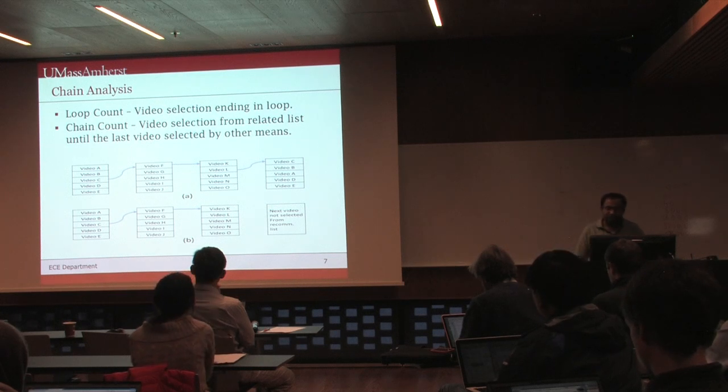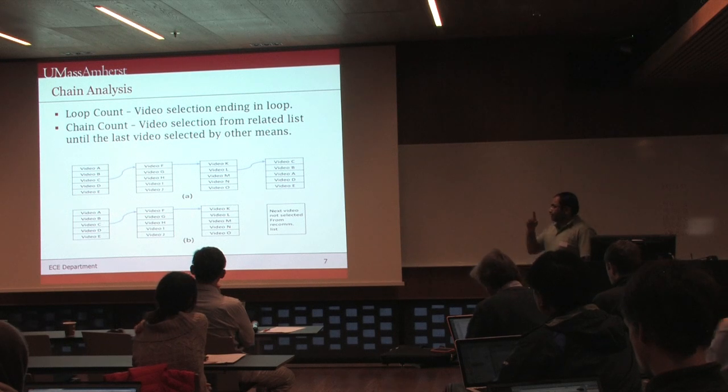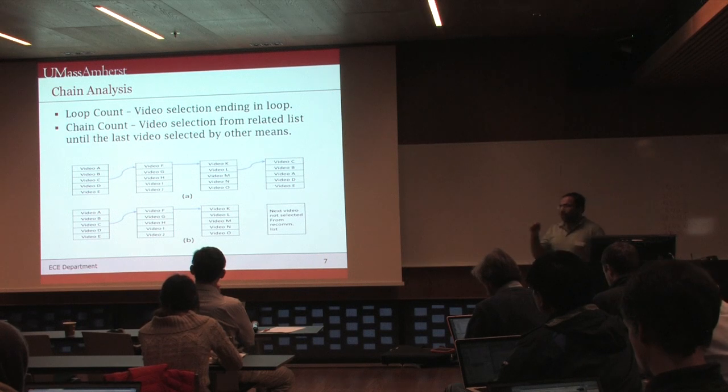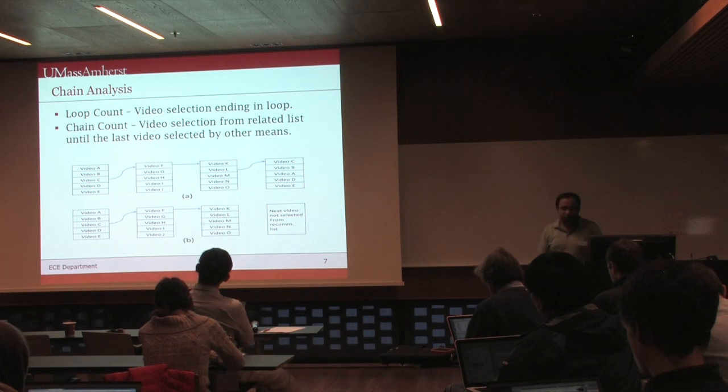There are two metrics to understand that. One is the loop count, and the other is the chain count. Loop count, as you can see from figure A here: the video request chain forms a loop when you start from a video, go through the related list, and select the same video as the initial one again. In figure A, you select video C, and from video C's related list, you select video F, then K, but then from video K's related list, you select video C again, so you form a loop, which people usually tend to avoid. The loop count here is 2.